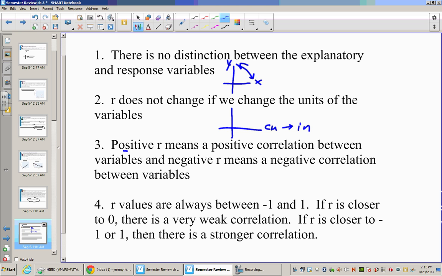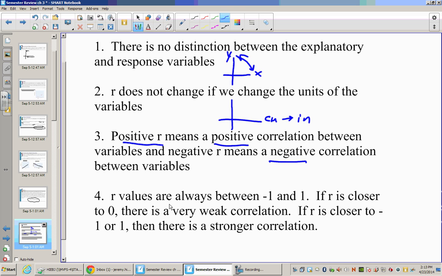Also, a good thing to know is a positive r means that there's a positive correlation, and a negative r means a negative correlation. And we have to know that r is always between -1 and 1. The closer it is to 1 and -1, it tells you that it's a very strong correlation, and the closer it is to 0 is a weaker correlation.